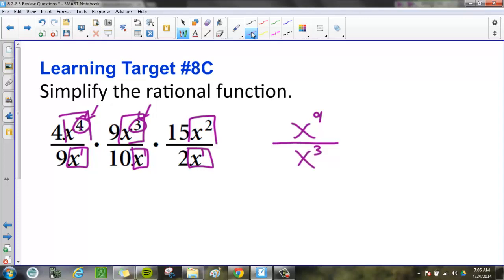And now what I got to think to myself is I'm going to cancel these off. Well, if I cancel 3 on the bottom, how many am I left with on top? I'm left with 6 on top, none on bottom. Okay. So that's just dealing with the x's.